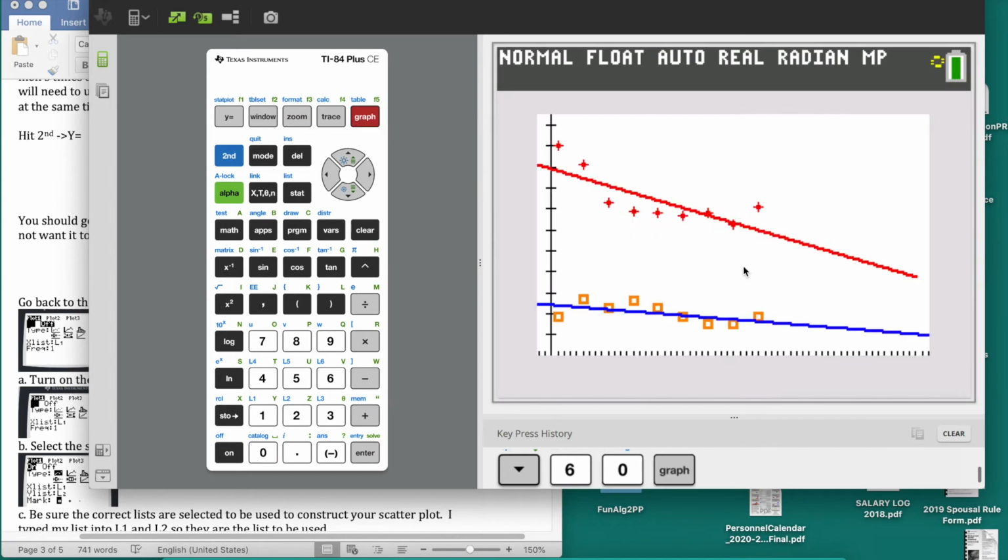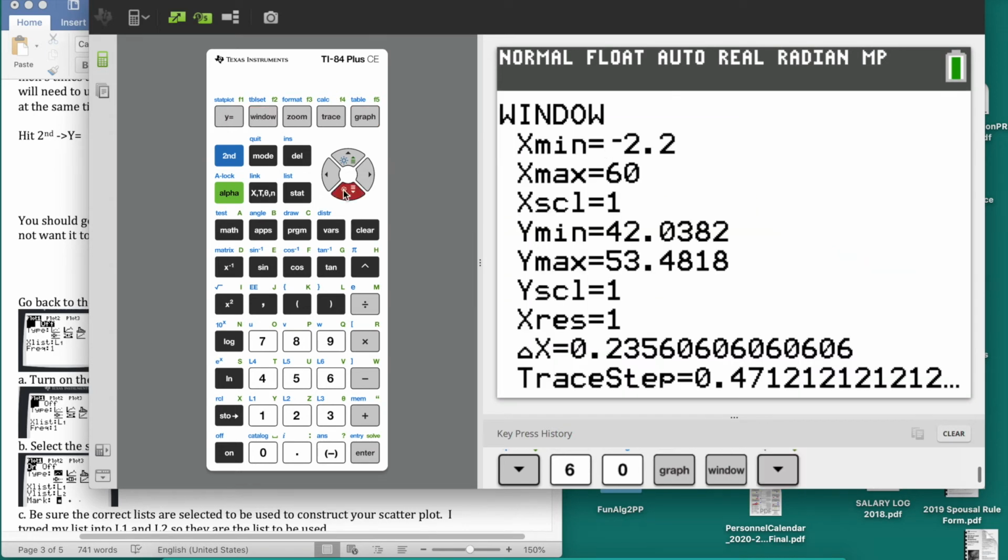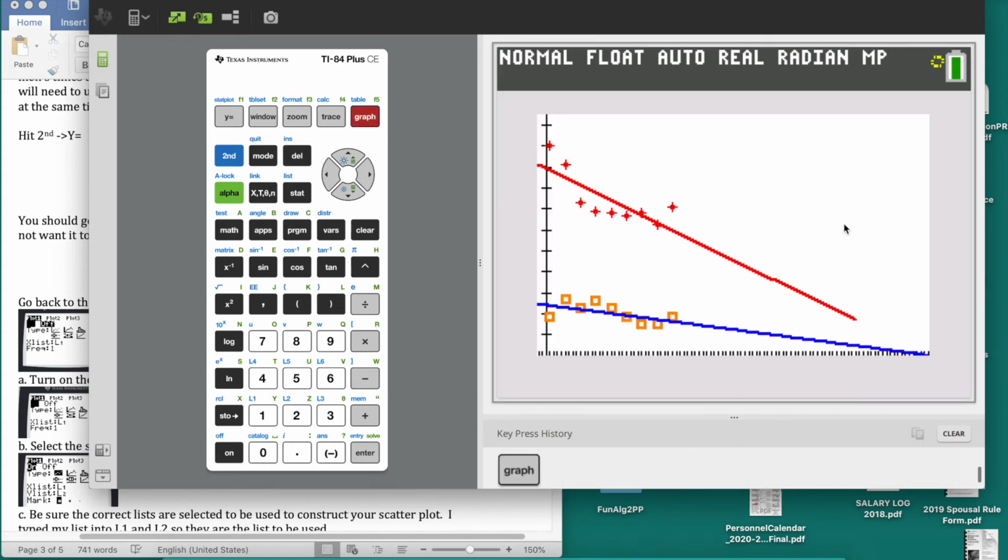Graph. Okay, still can't see it, so I'm going to go back to my window. That 60 wasn't enough. I thought that would have been enough. Let's make it 100. Graph. Now this time, okay, we see the point of intersection.